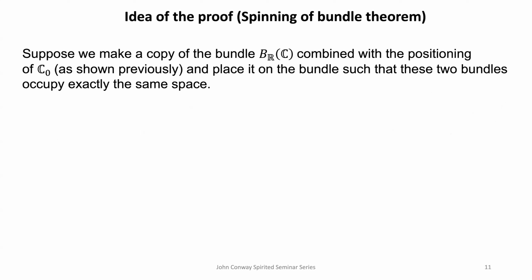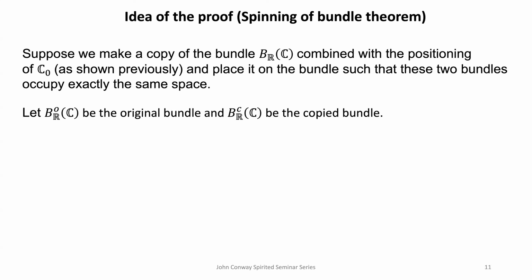Let us take the bundle BRC and combine that with the positioning of the C0, whatever our initial bundle is. We take the position of the C0 and place it on the same bundle. Once we place the same thing, two bundles exactly occupy the same space. Now let us call BR superscript 0, or O, the original bundle, and BRC the copied bundle, where C stands for copied.